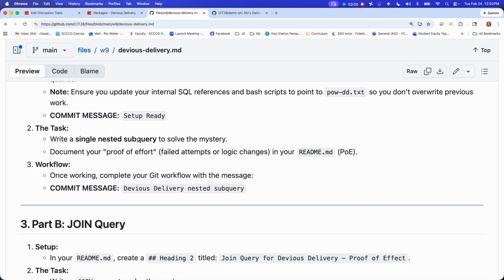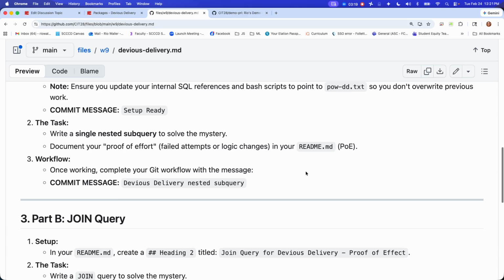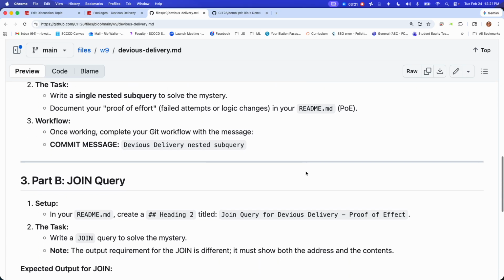Now write a single nested subquery to solve the problem. This is where your proof of effort comes in. How did I attempt to try? What attempts was I making? Your logic changes. This is all in your proof of effort. I mentioned this also in attendance. This assignment is worth 45 points for both of these. That's the importance they have, okay?